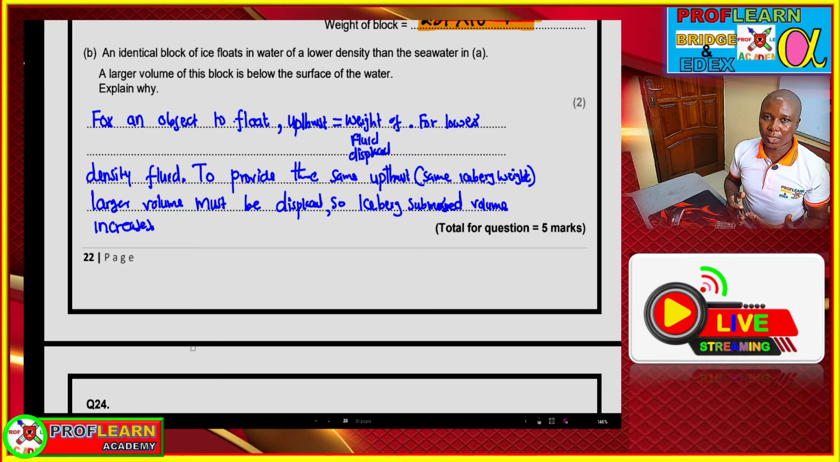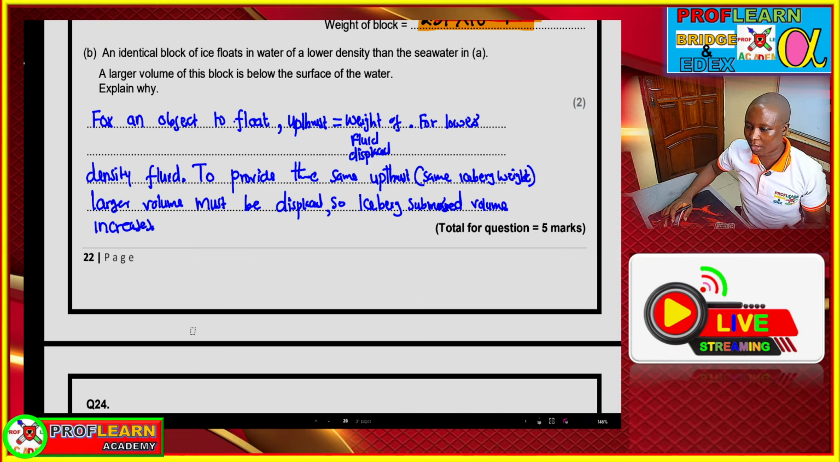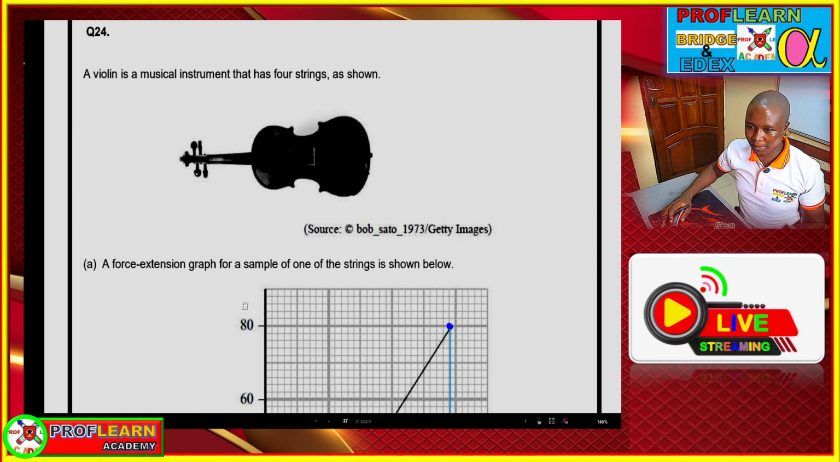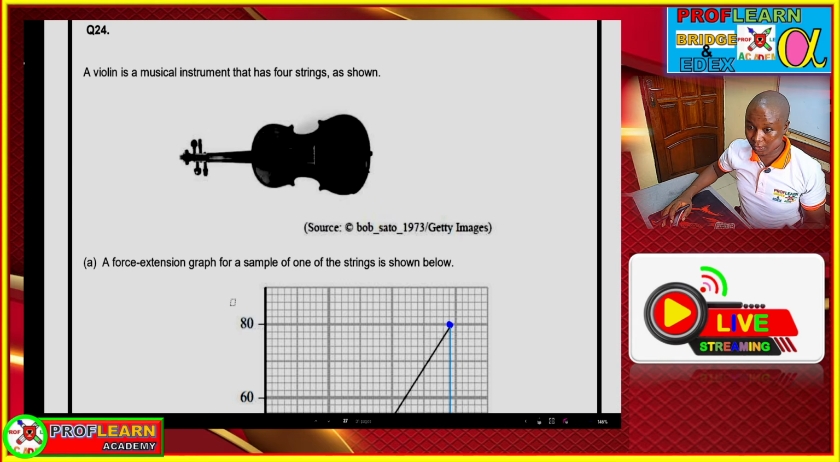So that is why mostly when a ship is moving from salt water to fresh water, it has to sink deeper because fresh water has less density than salt water. So that is the logic behind there. Let's move to question 24.